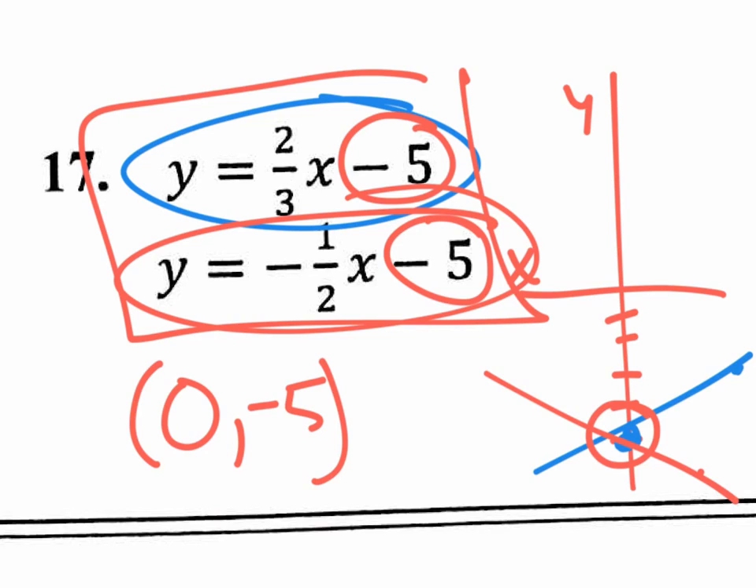Now, yes, you could substitute one into the other. You could change it to standard form both by multiplying to get rid of the fractions and use linear combinations or the elimination method. But at the end of it all, you're going to get the same exact answer, 0, negative 5.